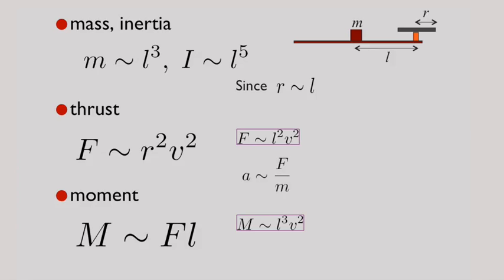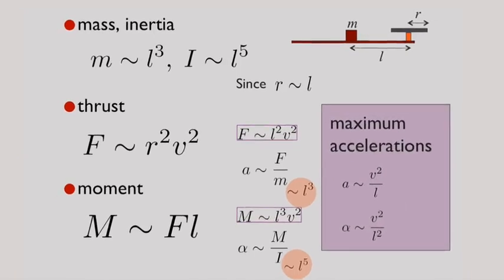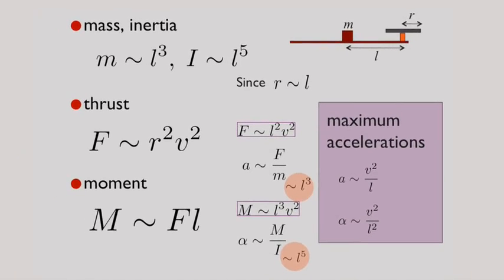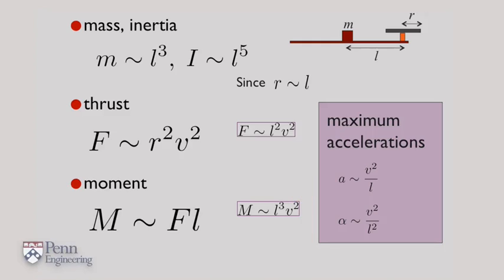Now let's look at the max acceleration and the max angular acceleration, which we can calculate by taking the total thrust, dividing it by the mass, and the total moment, and dividing it by the moment of inertia. If you substitute the appropriate scaling rules, the mass going as L cubed, the inertia going as L to the fifth, you quickly realize that the maximum accelerations, linear and angular, go as V squared over L and V squared over L squared. How does the blade tip speed V scale as the characteristic length?